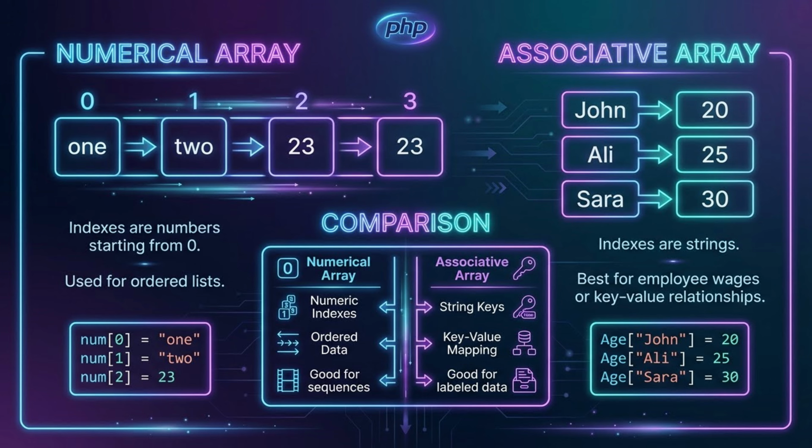Overall, the infographic shows that both types of arrays serve different purposes, but are equally essential in PHP. Numerical arrays keep data simple and ordered, while associative arrays allow for labeled and more meaningful data organization. Understanding both structures helps developers write cleaner, more efficient, and more logical programs, whether working with simple lists or complex datasets.